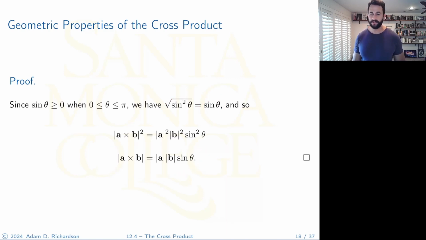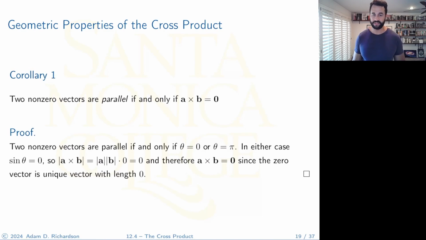That's it. All right. So if you ever need to know the length of that vector that's orthogonal to A and B, you can just use this formula right here. Length of A times length of B times sine of the angle between them, and that'll tell you the length. Now, as a corollary to this, we get a couple corollaries. For one, we have a way of determining if two vectors are parallel, and we can do it just through a simple calculation. So two non-zero vectors are parallel if and only if their cross product is 0.